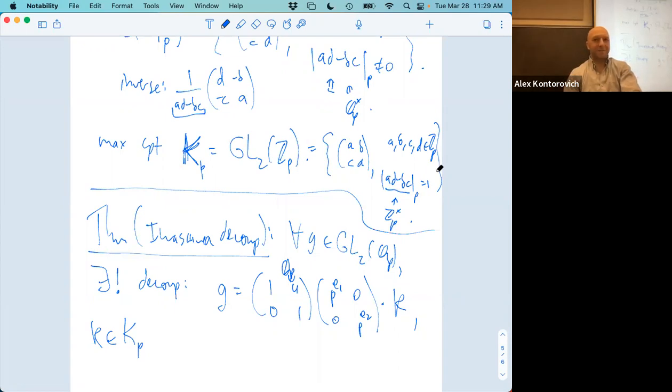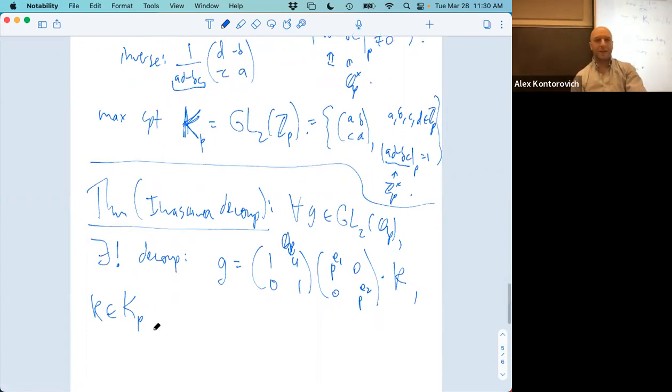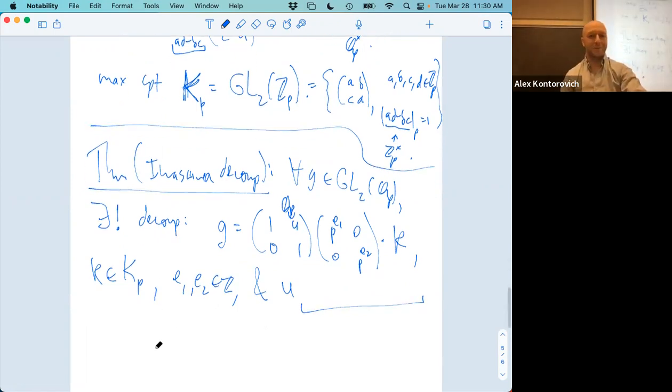In a sense, having this AD minus BC isn't that restricted within ZP. That's right. It's not like there's a parametrization of this equation any longer in the way that sine and cosine parametrize. So K is in KP, E1 and E2 are integers, and the decomposition is not unique unless I specify something about U. So let's try to prove this and see what we need to know about U.